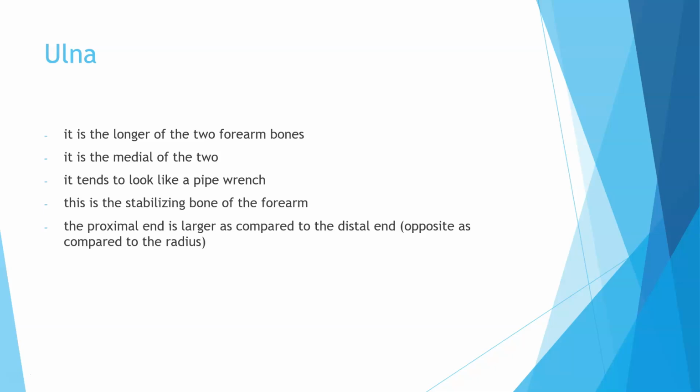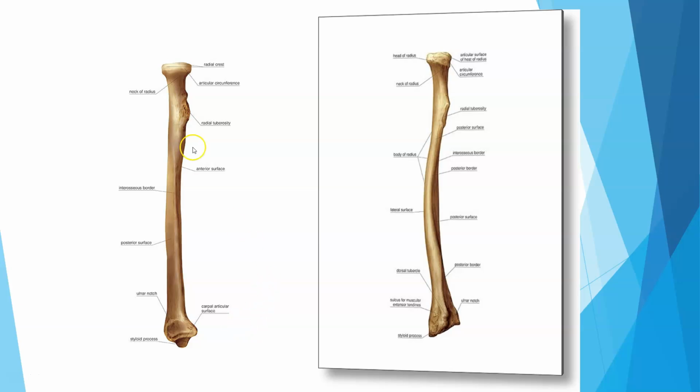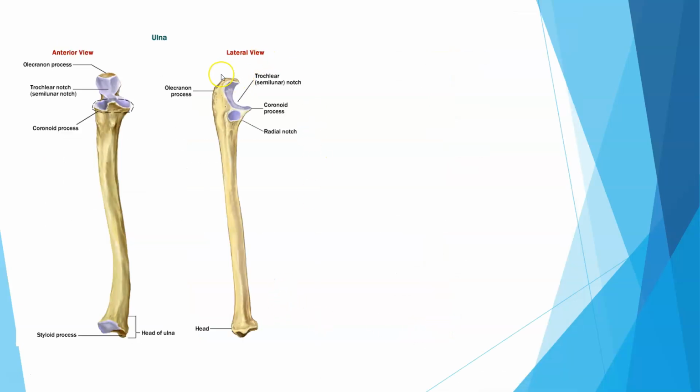The proximal end is larger as compared to the distal end, and remember, it's opposite as compared to the radius. So we'll remember the head of the radius is proximal and the head of the ulna is distal. We can see here we've got this pipe wrench configuration proximally, and the head is distal down here. Whereas if we go back to the radius, the head is proximal with the larger area distal, and then the ulna, the larger area here is proximal with the head distal.